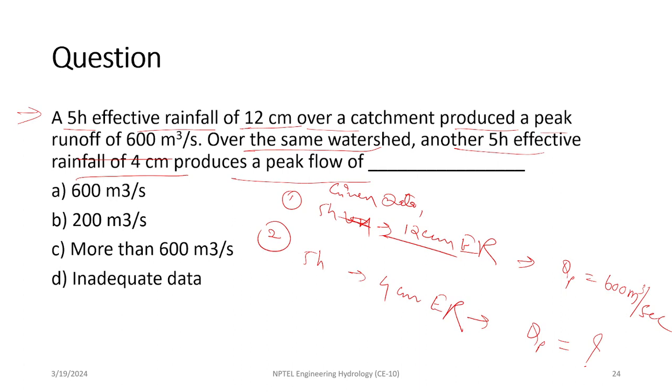600 by 12 is equal to 50 per hour per centimeter. So we have 4 centimeter into 50. It's 200. Yes, it's 200, right?